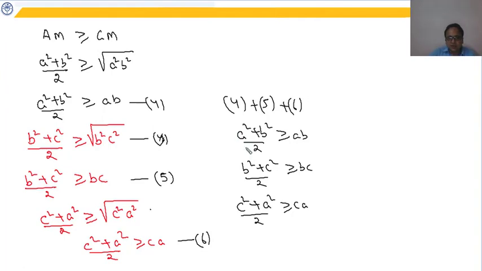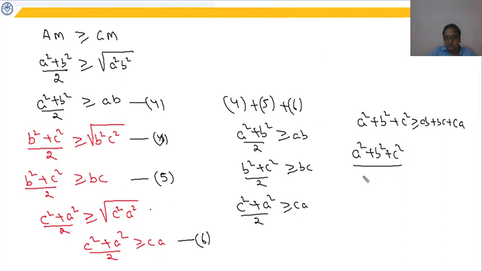Add the 3. So A square by 2 and A square by 2 will become A square, plus B square by 2 and B square by 2 become B square, plus C square, is greater than or equal to AB plus BC plus CA. Now AB plus BC plus CA is a positive quantity. We can bring this into the denominator. So we get (A square plus B square plus C square) upon (AB plus BC plus CA) is greater than or equal to 1.